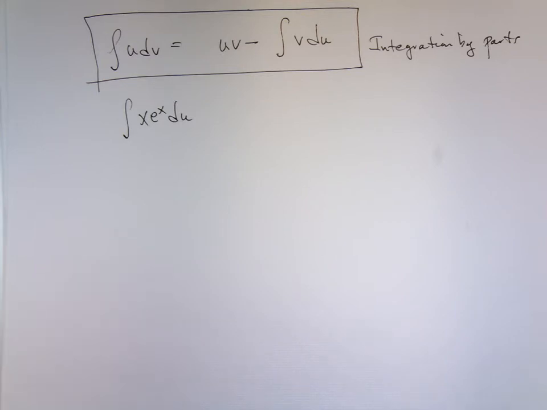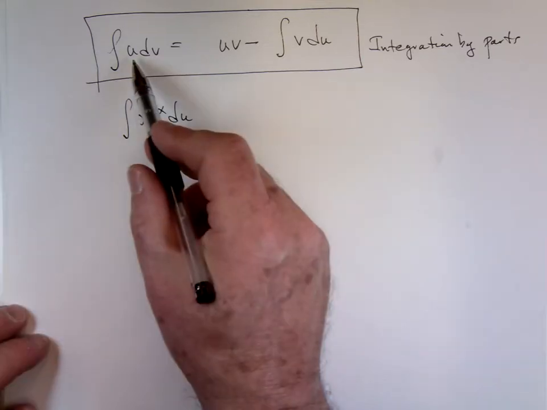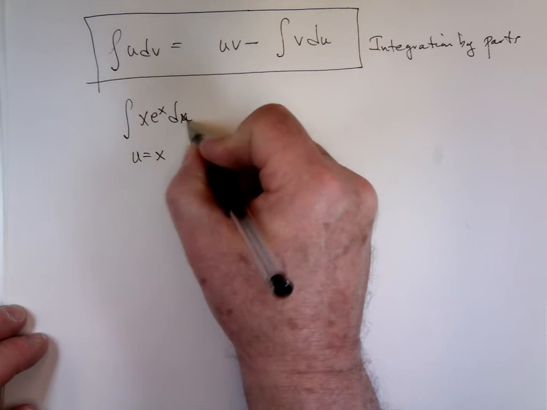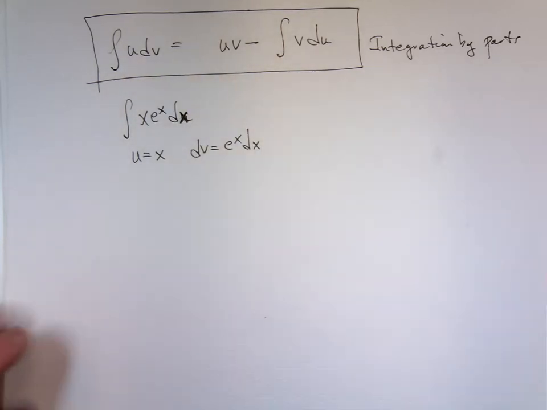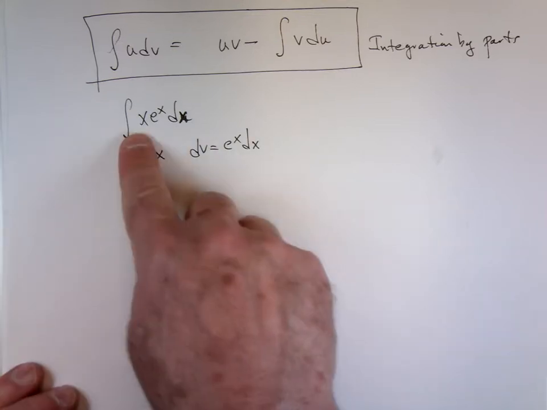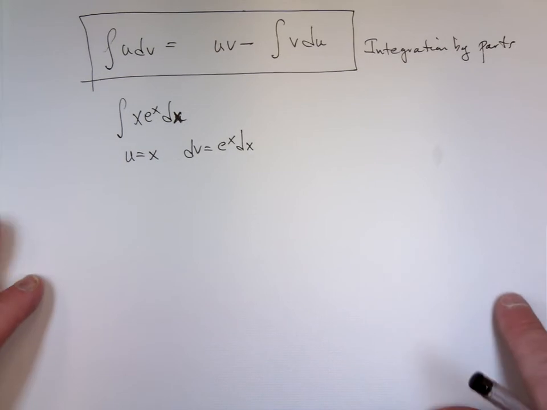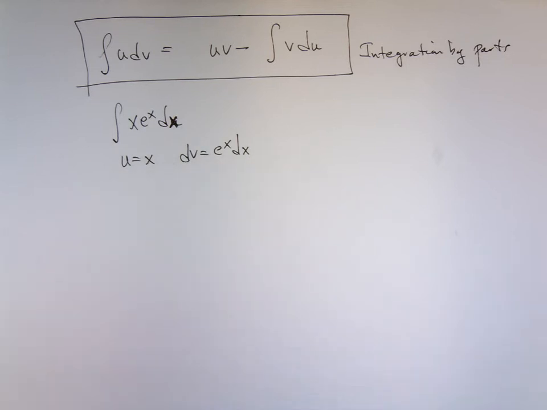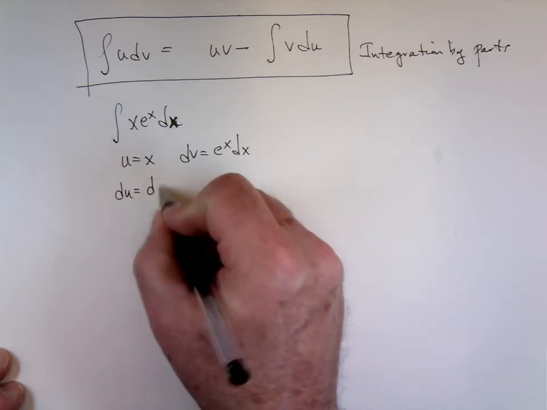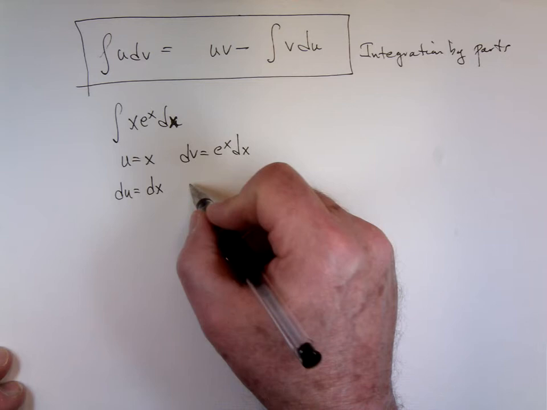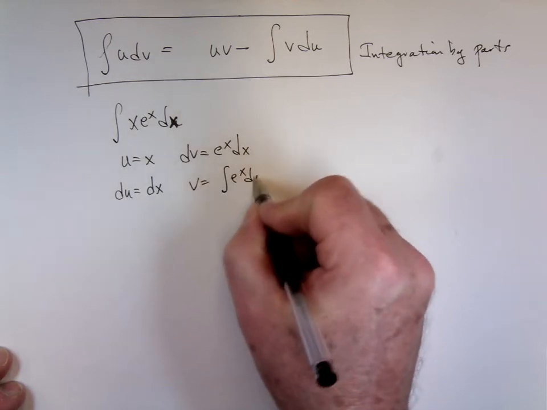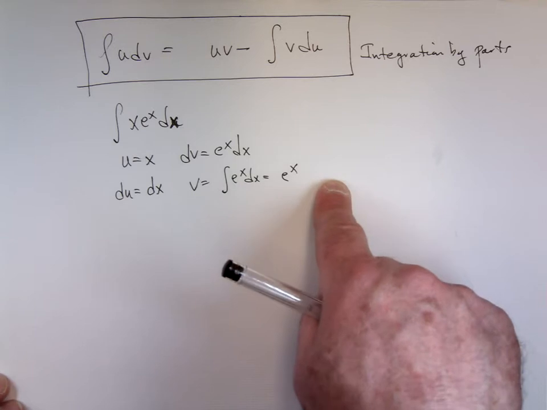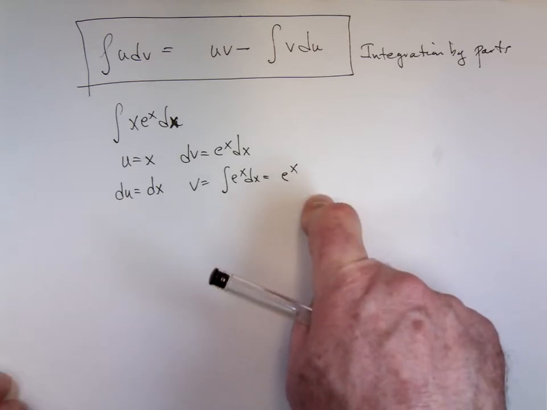This is what you do. You identify a u part and a dv part. That was my bad. This is x e to the x dx, the du doesn't make any sense there. I'm going to identify a u part and a dv part. Now what I'm going to do is solve for du by taking the derivative, and solve for v by taking the integral. Now again, you'd get plus a constant, but we're going to get a constant at the end, so we don't need the constant here.